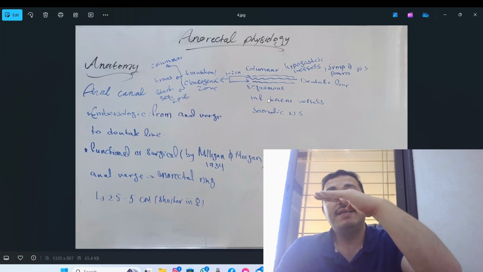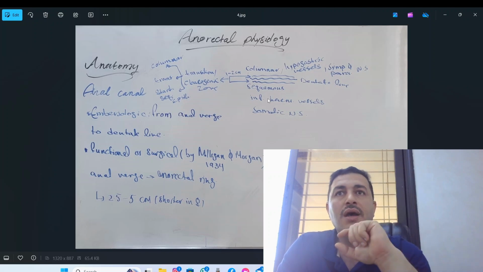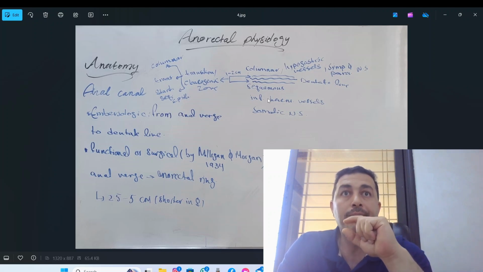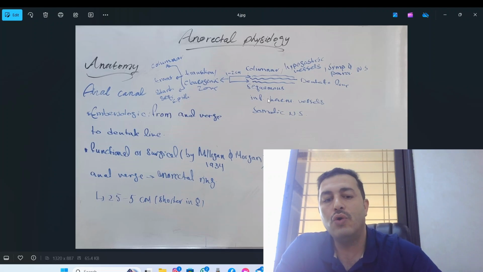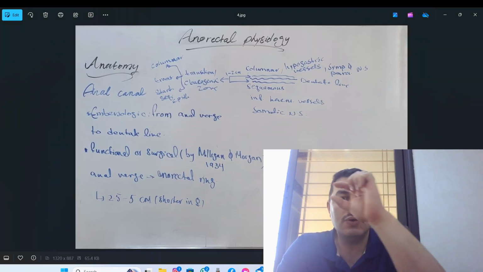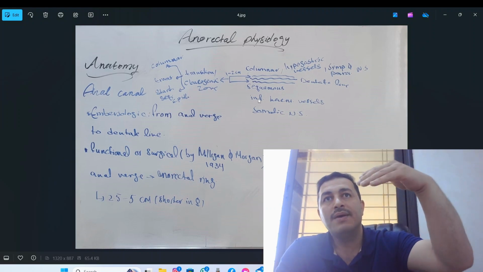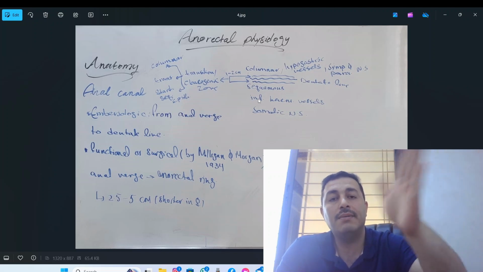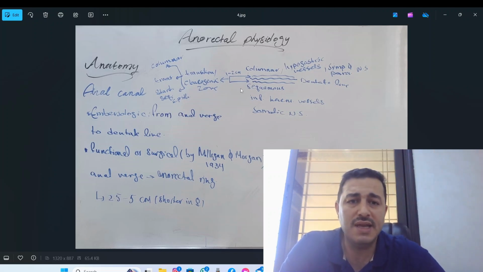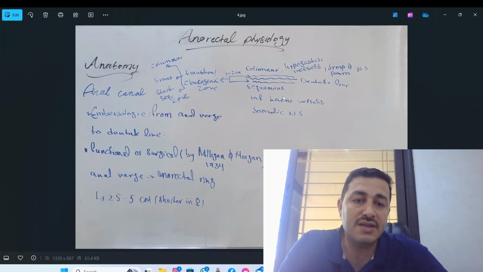Regarding the dentate line, we have 1 to 2 centimeters that we call the transition zone. It is where the anatomical anal canal starts, embryologically. Above it we have columnar epithelium, below it we have squamous epithelium, and even the nerve supply differs above and below this transition zone.